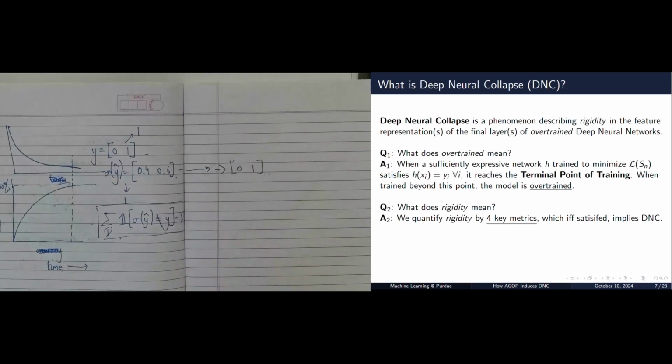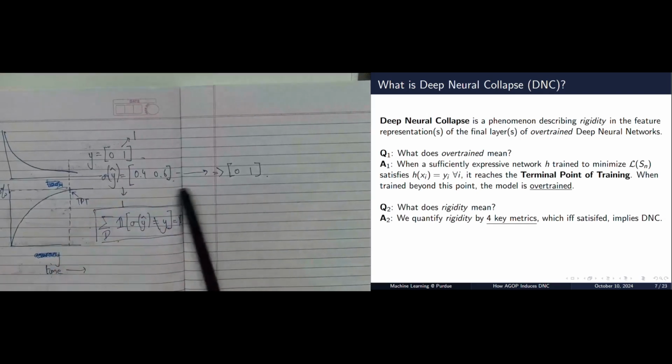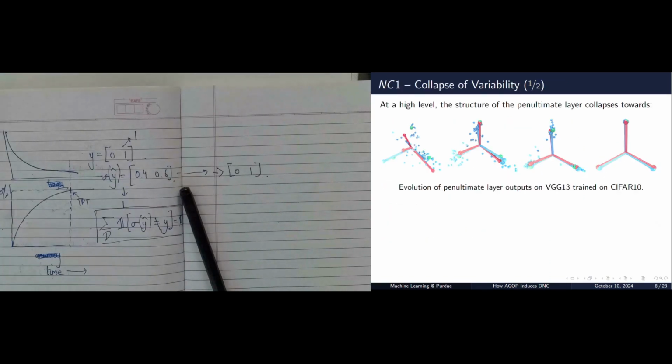So yeah, this is the terminal point of training, or TPT. Once we train it beyond this point, the model is overtrained. What does rigidity mean? Rigidity is quantified by 4 key metrics, which if and only if satisfied implies DNC. We also use these metrics to learn certain behaviors or characteristics of these deep neural classifiers. What exactly are the 4 key metrics is, I guess, the next obvious question, which is exactly what we're going to discuss now. So the first one is the collapse of variability.